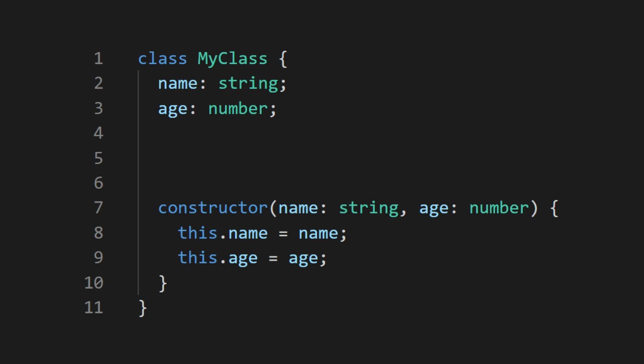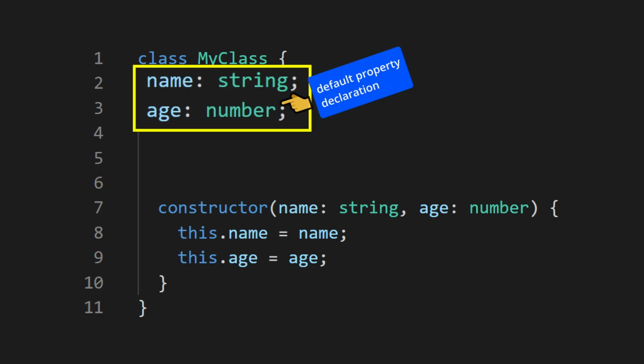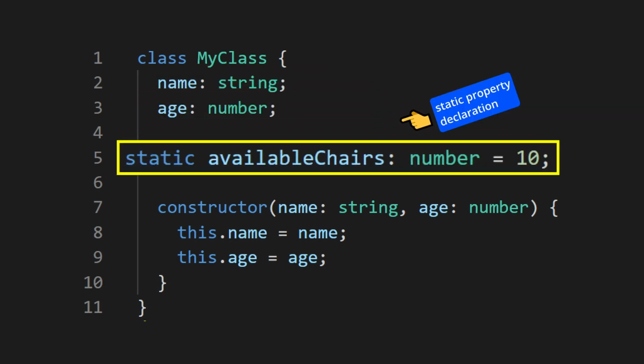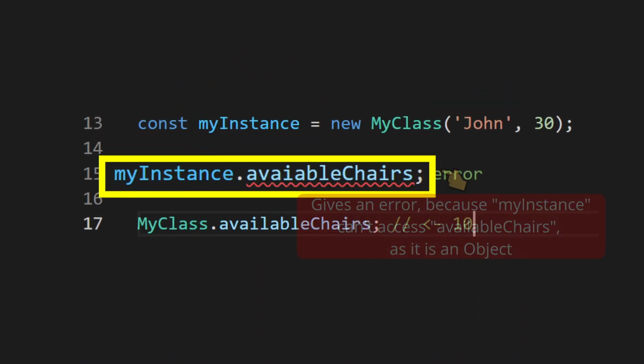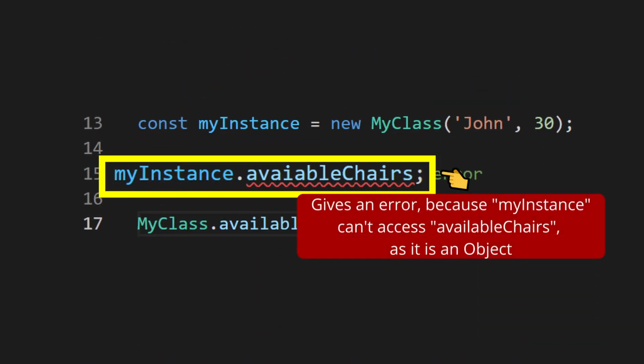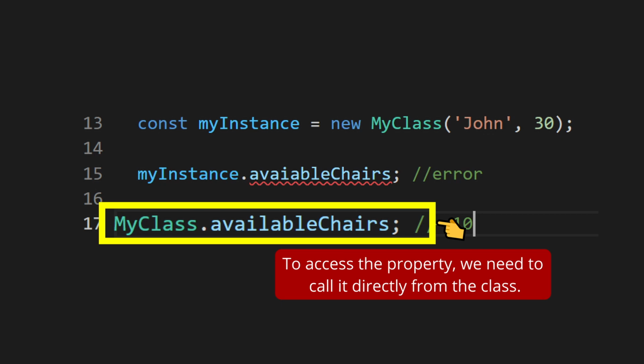A static property is a type of property in a class that is slightly different from the properties you are used to. That's because it belongs to the class itself, not to the object instance. It may be confusing, but keep watching, I will explain.